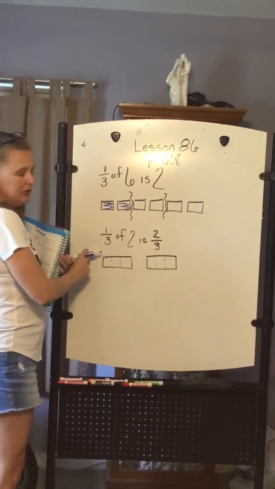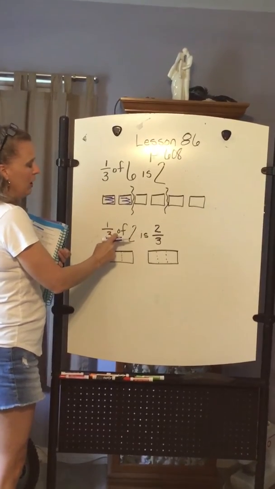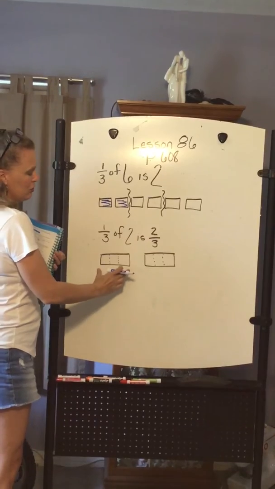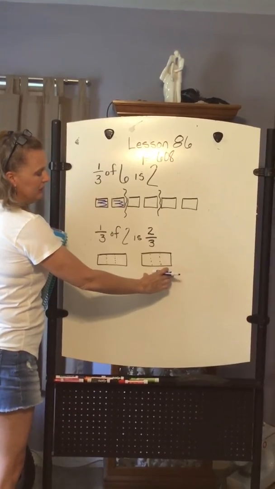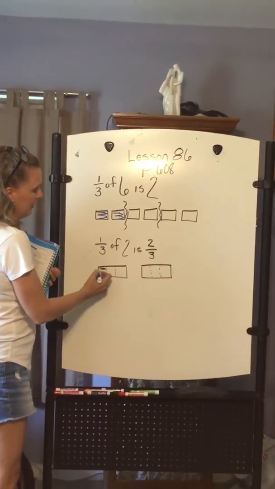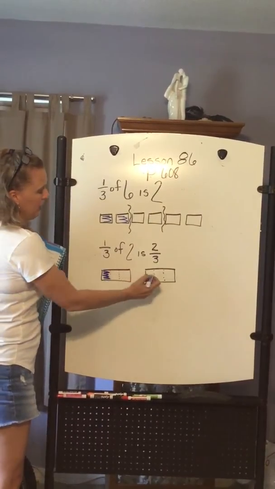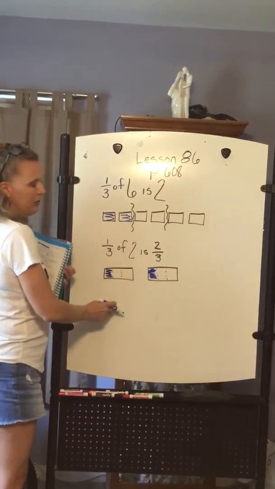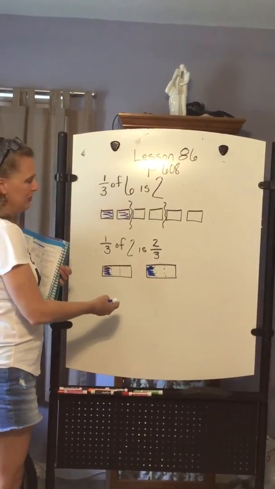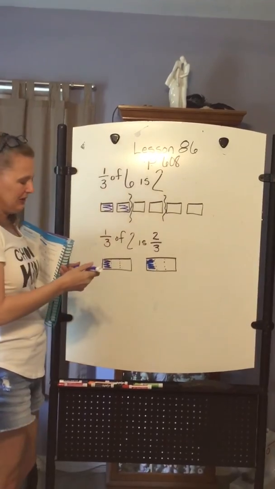Over here, it shows us 1/3 of 2 is 2/3. So they took 2 rectangles, cut each rectangle into thirds. This is 1/3, this is 1/3. Together, we have what? 2/3. So that's what these mean.